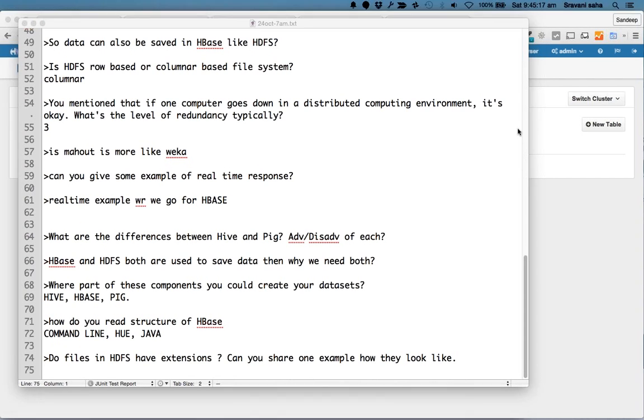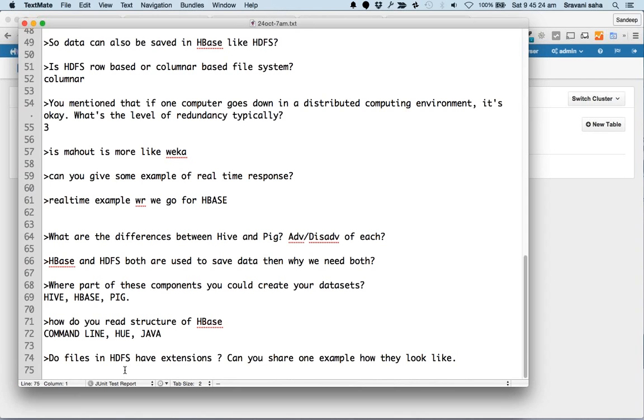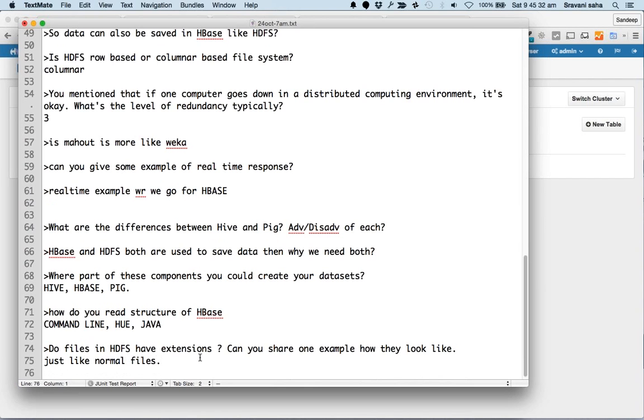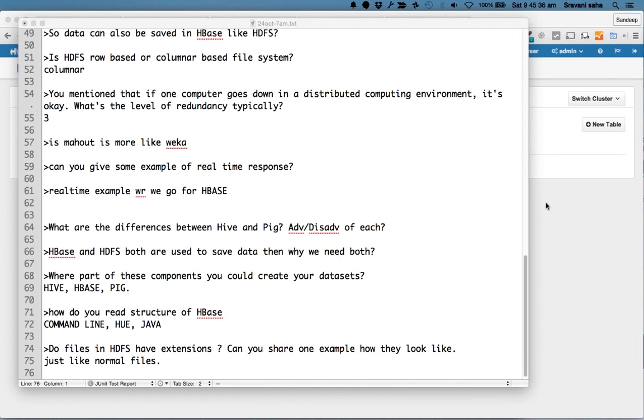All right. Next is, do files in HDFS have extensions, just like normal files? So Shashi, was I able to answer your question? And Dilsad?